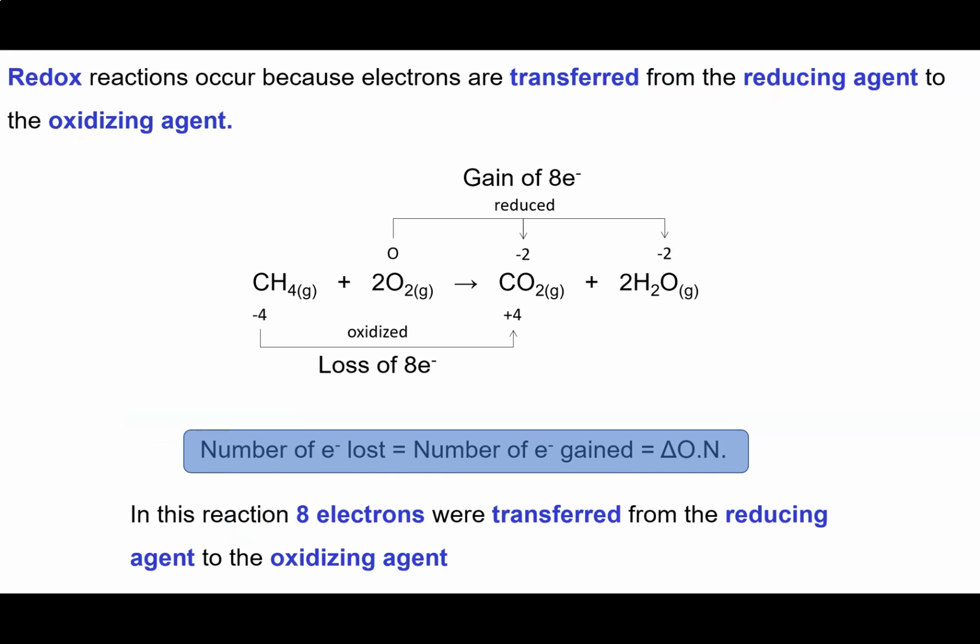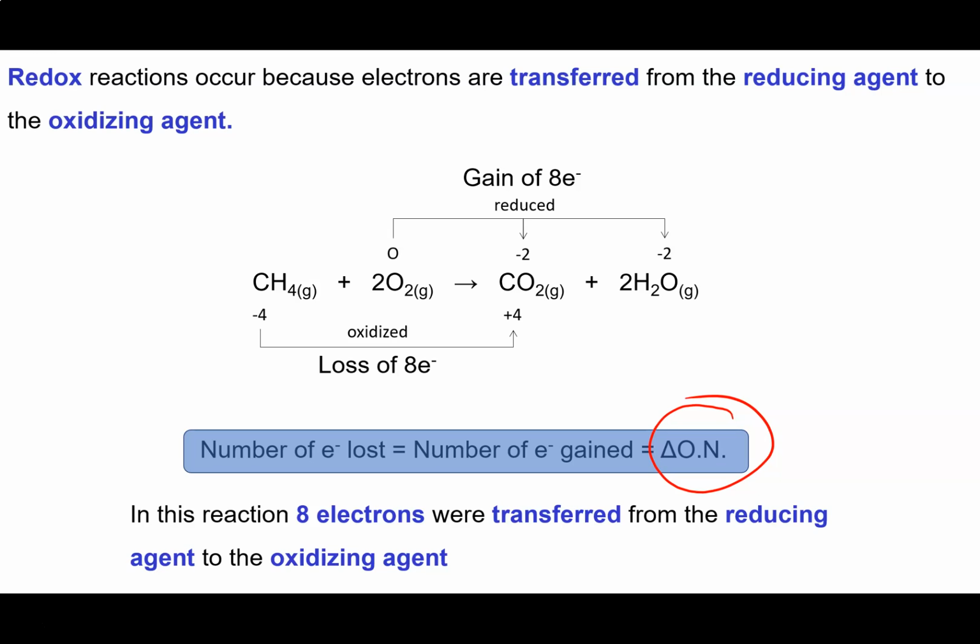Something else that you're sometimes asked to comment on is the number of electrons that are being transferred, and it's pretty simple. The number of electrons that is being transferred is just equal to the change in oxidation number. There's really only one thing that you have to keep in mind, that the oxidation number is for one atom, and if you have multiple atoms, you've got to take that into account.